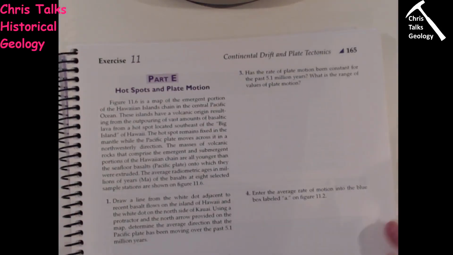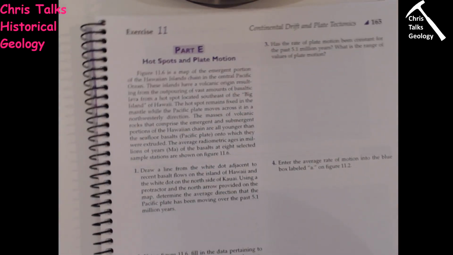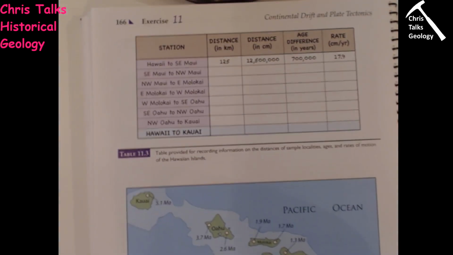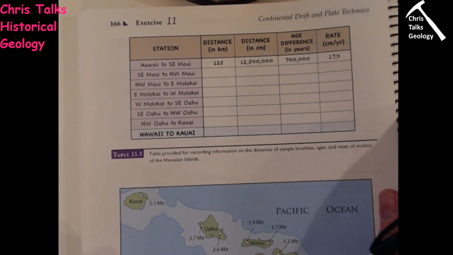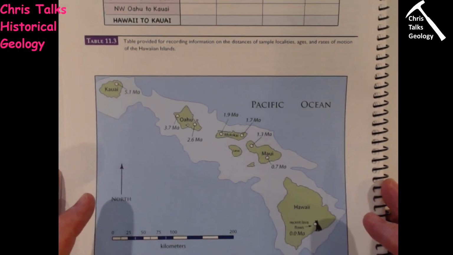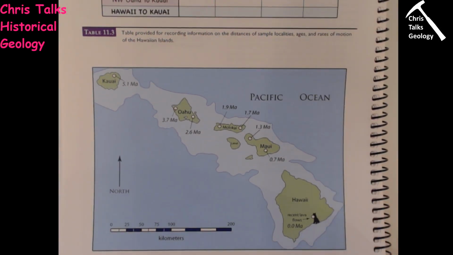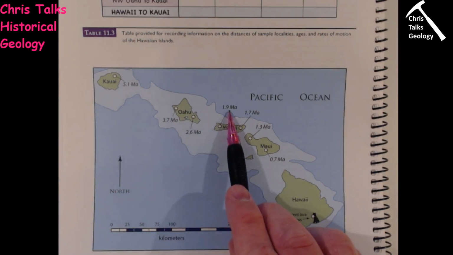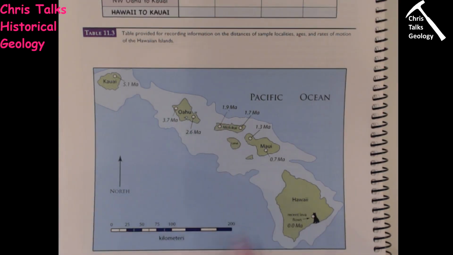So what's going on in part E? Well, part E focuses once again on rates, but in this instance we are going to be using Hawaii as our focus. So here we go. If you look at page 166, you will see a table at the top, and you will see a simplified diagram of the Hawaiian Islands down here at the bottom. You will also see there are several locations marked out by white circles, and each of these white circles has a date. Once again, we also have a good old-fashioned scale bar there at the bottom.